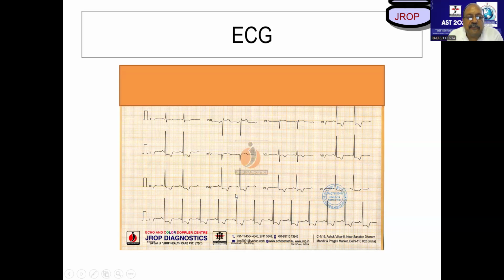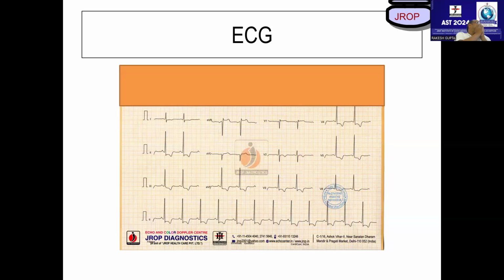There's leads 2, 3, AVF, and V4, V5. Is this a strain pattern in this patient? No, sir. Here ST has been elevated in AVR and V1. So it is a proximal obstruction, sir. AVR is elevated or V1 is elevated? Sir, both are elevated, AVR and V1.